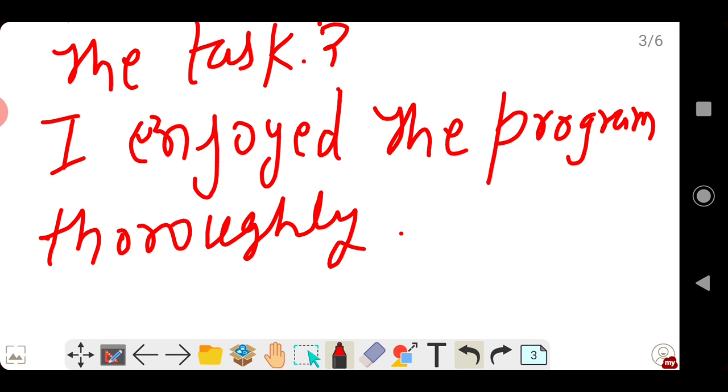I enjoyed the program thoroughly. मैंने प्रोग्राम को अच्छे से enjoy किया. अच्छे से, thoroughly means अच्छा. This is not throughoutly, thoroughly. Many people use this word actually. Thoroughly means completely. अच्छे तरह से, completely.